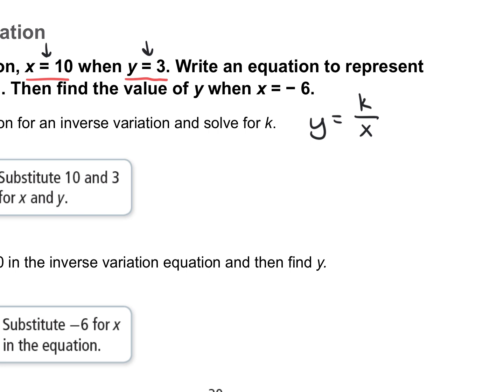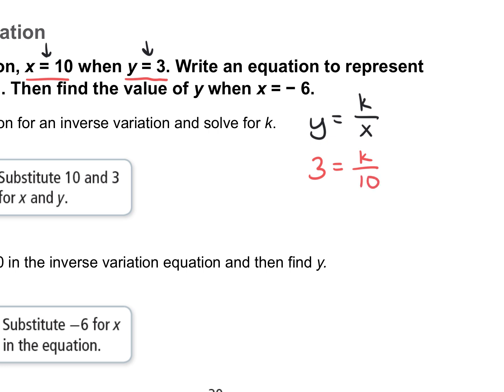What I want to ask real quick, what do I mean by substitute or plug in? Put it like X for X, Y for X. If X is 10, that means I'm taking 10 and plugging it in for that X value. So is there going to be an X anymore? No. It turns into 10. So do I know what Y is? 3. Y is 3. Do I know what K is? No. Do I know what X is? Yes.